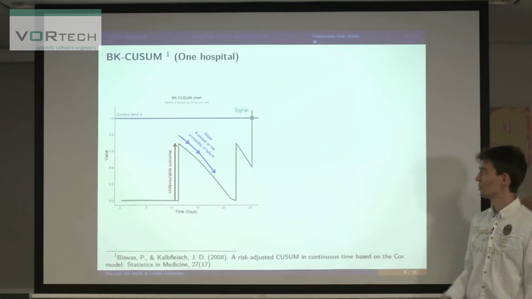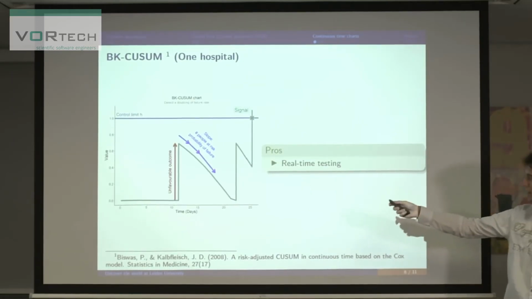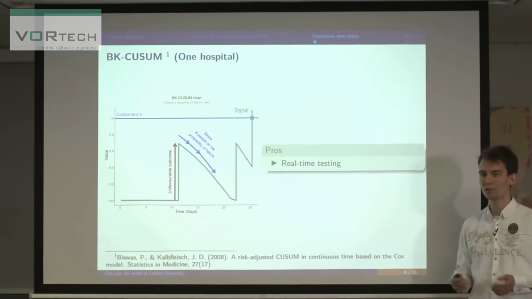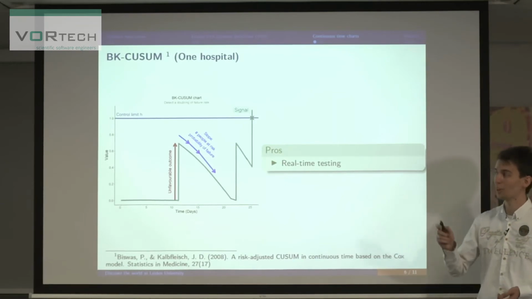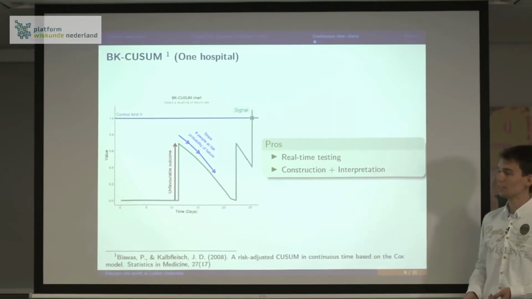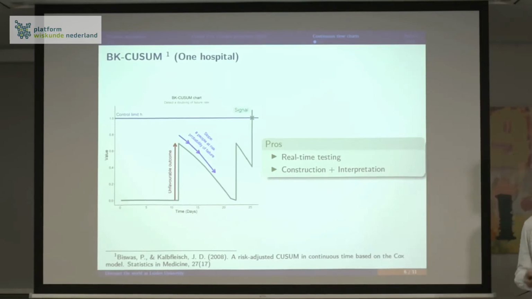All right, what are some pros of this method? Well, it's a real-time test. As you saw, on the x-axis, we have the time in days, so we can perform this test at any time. This is a very big pro with regards to the funnel plot. Besides this, it's also quite easy to construct, and I hope that it was easy to interpret for everyone in the public.